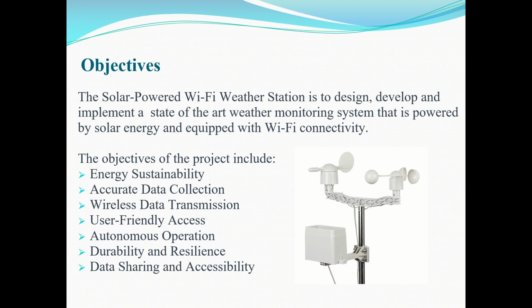Now coming to the objective. First of all, why do we need to develop this system? We all know about the regular weather station. In a regular weather station, we don't have any continuous power supply, and accurate data is also not provided due to manual interruption. So these are the drawbacks of the regular weather station. To avoid these drawbacks, we designed, developed and implemented this system. It is totally powered by solar energy and equipped with Wi-Fi connectivity.